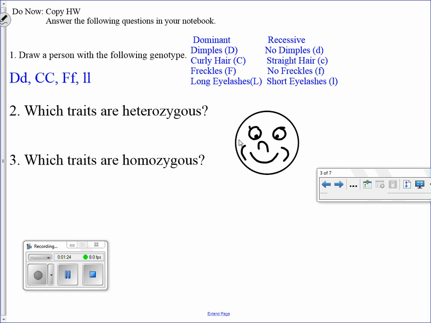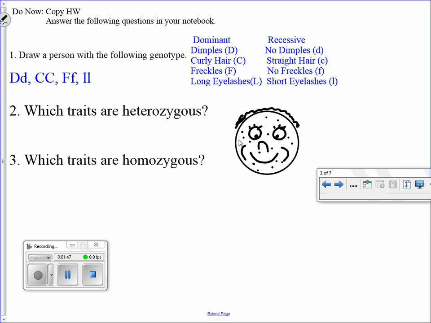Okay, so Tyler is drawing dimples. What kind of eyelashes, Tyler? Short eyelashes. What type of hair? Curly. And what's the other trait, freckles or no freckles? Freckles. Okay, so how do we know this? He has curly hair, freckles, short eyelashes, and dimples.